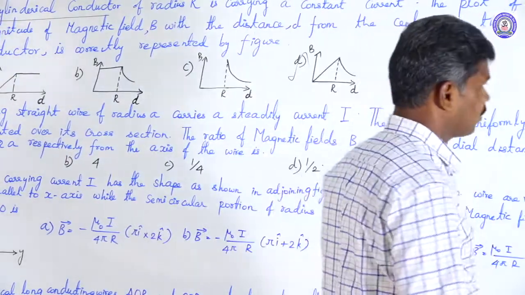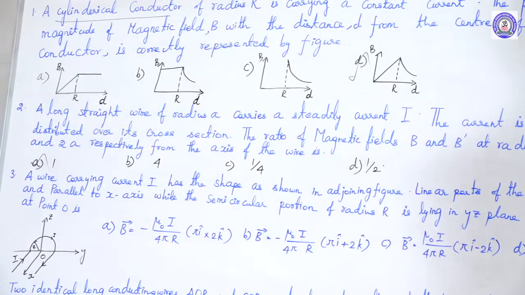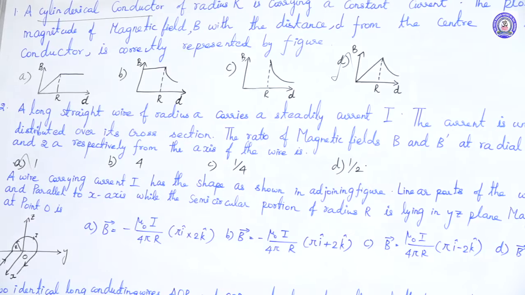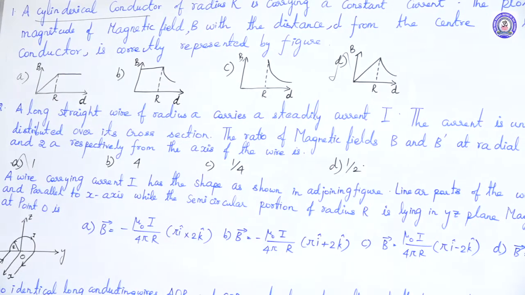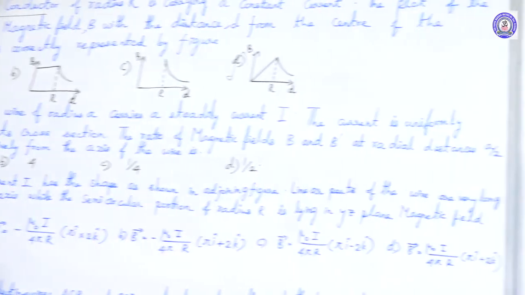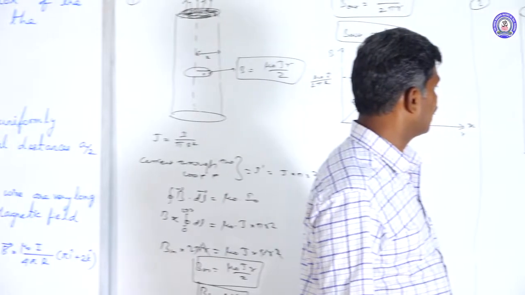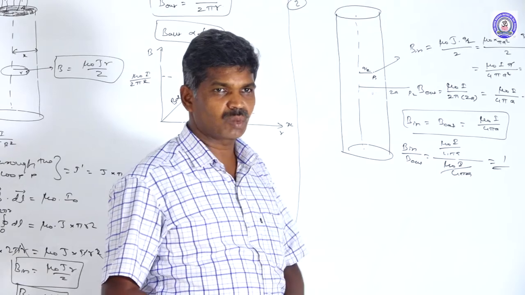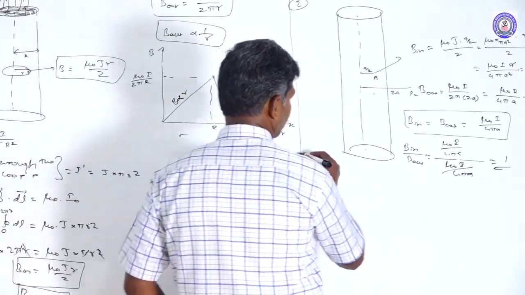That is the ratio of magnetic induction at A by 2 distance from the center and 2A distance from that center. So the second question also has an answer, that is the first option: B in divided by B out is equal to 1.